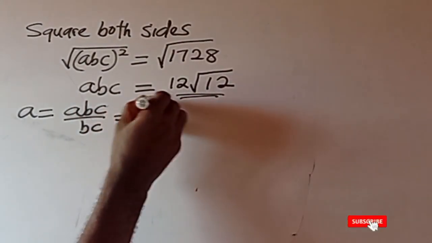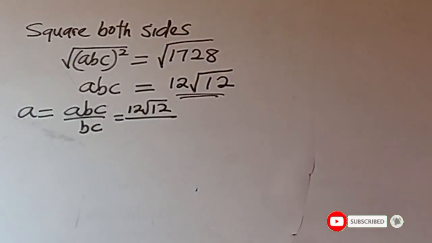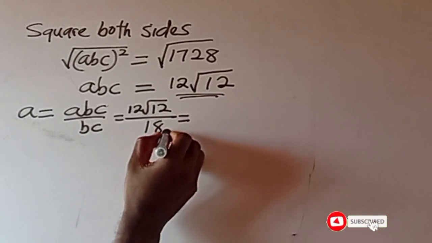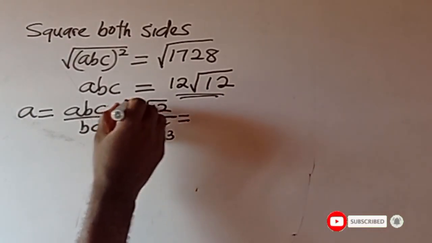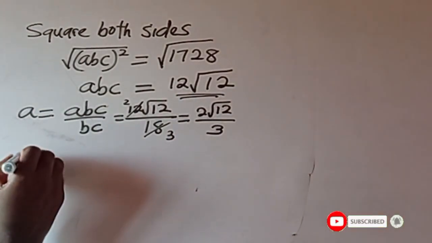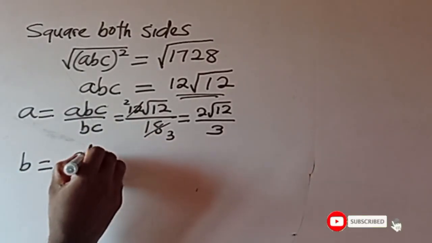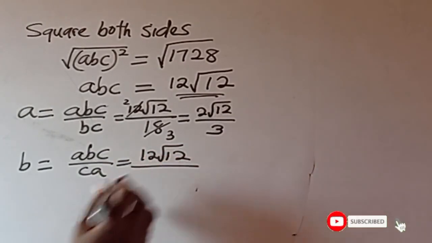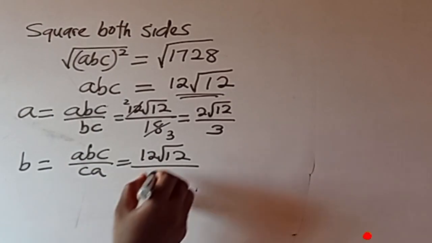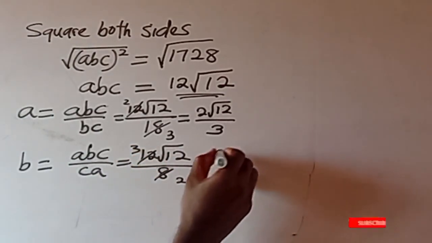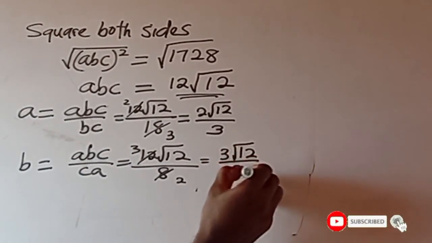Now A equals ABC over BC, equals 12 root 12 over, what's our BC? Now our BC here is 18. Let's cut it. What can go? 6 can go here, 3, 6 can go here, 2. We have 2 root 12 over 3. Now let's go to our B. B will be equal to ABC over CA. So it's going to be 12 root 12 all over, what's our CA? 8. So we can cut it like 4. 4 here, 2, 4 in up, 3. We have 3 root 12 over 2.